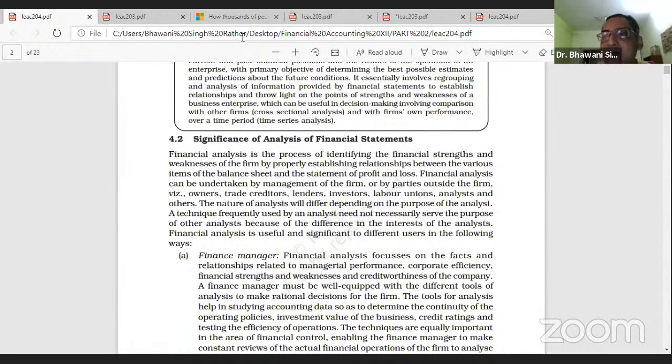Secondly, we have intra-firm, that means within the firm, where we analyze the information over different periods of time. It is also known as time series analysis, where we analyze the financial information of the same company over different periods, right? So that is intra-firm analysis. These are broadly the two types of financial analysis which are done.